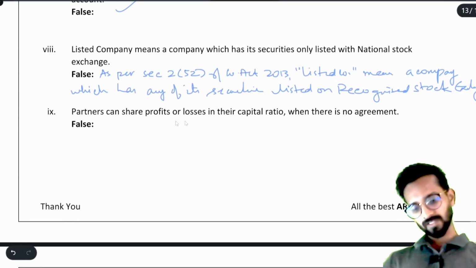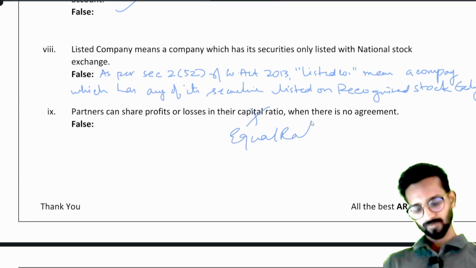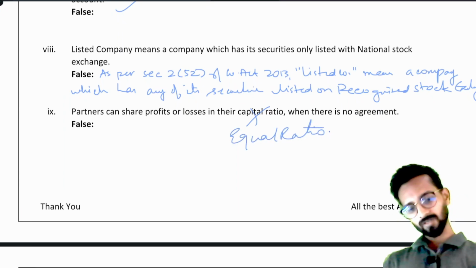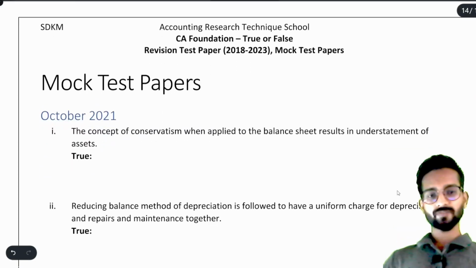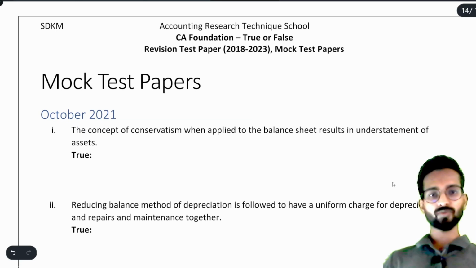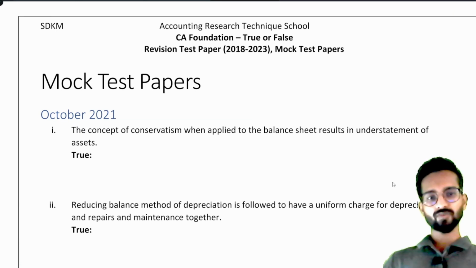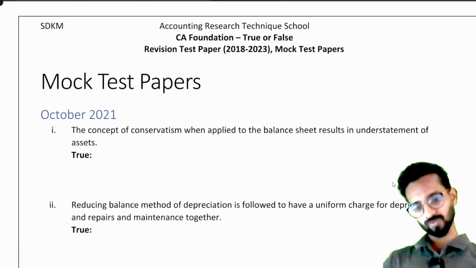चलो, partners can share profit and loss in their capital ratio when there is no... अरे नहीं भाई, it should be equal ratio. They are not putting effort, I think, in new questions. Now, these were your RTP from your 2018 to 2023. Now we will discuss few questions from few of the mock test papers. Okay, check.